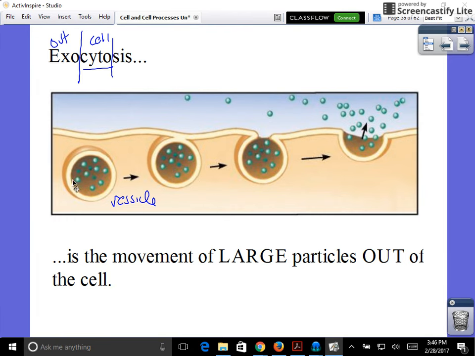So maybe the cell just made a bunch of proteins. Those proteins travel in a vesicle to the membrane, and then they're released all at once. I hope that is helpful. We then followed up with a packet in class to review and apply the material that we just talked about today.